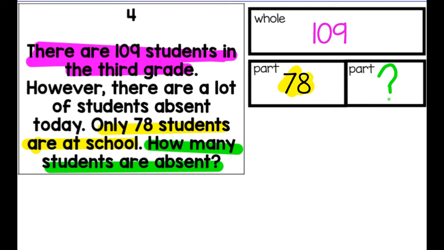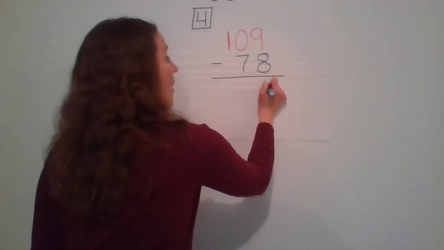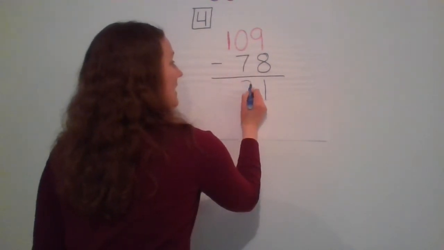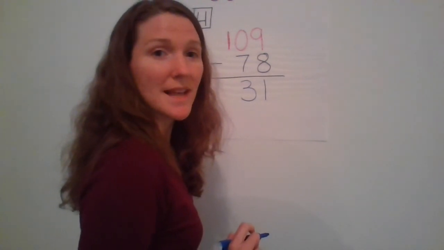We know that there are 109 students in all, and subtraction always starts with the whole, with the how many in all. And if we subtract the part of the class that tells how many students are at school, we will find how many students are absent. So our equation to solve number 4 is 109 minus 78. 9 minus 8 is 1. 10 minus 7 is 3. There are 31 students absent today.